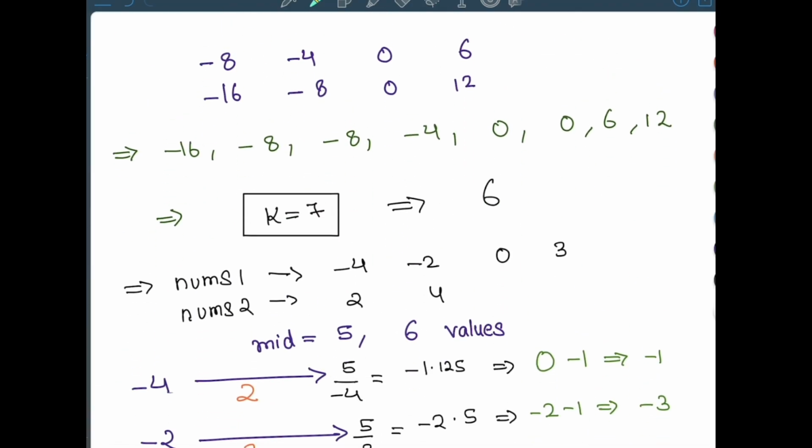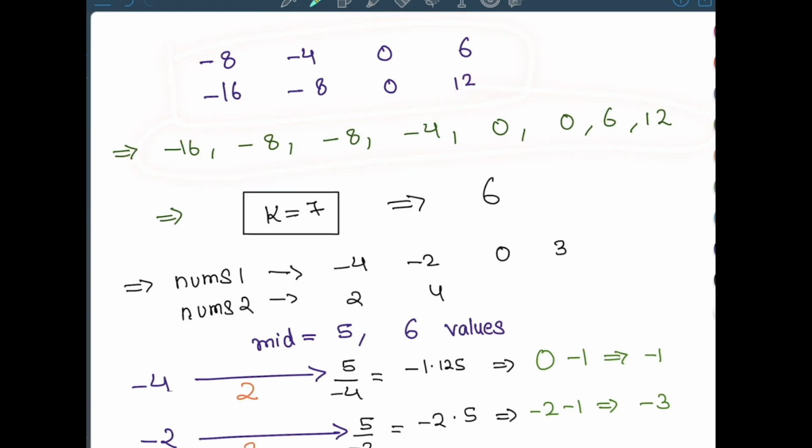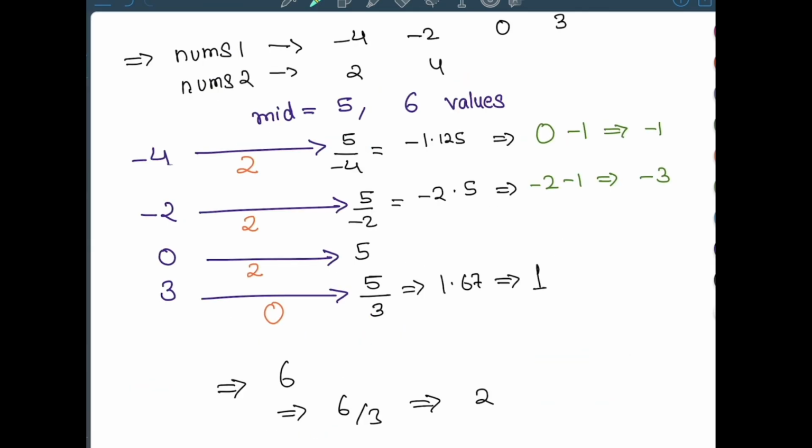Now let's try to understand it again. This is all the products we have. So this is our product list in sorted order. The value of k is 7 and the answer is 6. That's what we know. The nums1 array is -4, -2, 0, 3. Nums2 array is 2 and 4. Now let me try to explain how this check function can work. Let us say the mid value is 5. If I am trying to search for a mid value of 5, I am getting the output as 6. How can I find it?